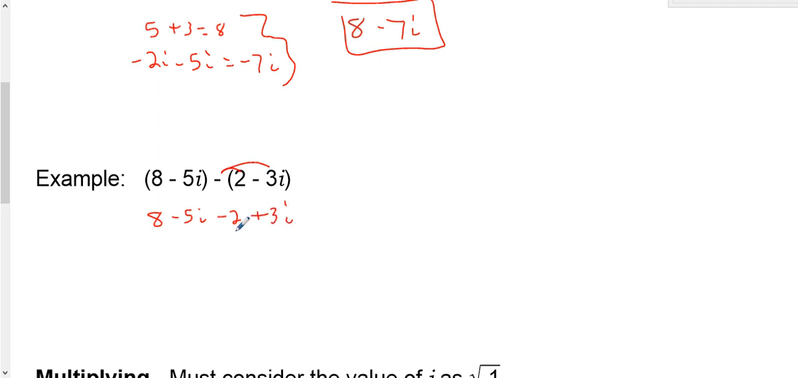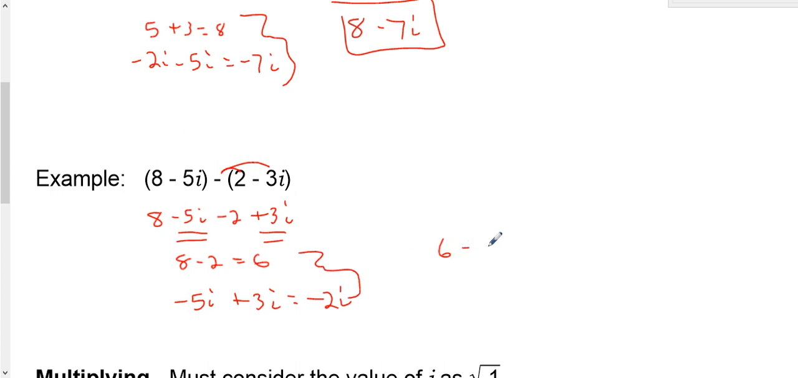So then I can look at my like terms. I have 8 minus 2 for my real parts to get 6, and my imaginary parts, I have negative 5i plus the 3i to get negative 2i. And when I put these together, I get 6 minus 2i. I will always put the real part first and the imaginary part second.